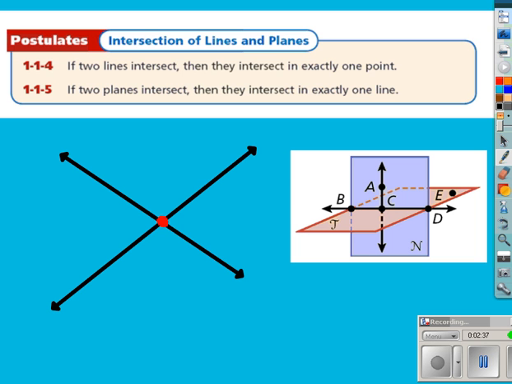All right, 2 more postulates we're looking at for this final bit of the section. Postulate 1-1-4, if 2 lines intersect, then they intersect in exactly 1 point. As you can see from that picture here, I've got 2 lines and they intersect at that red point. You could not have these 2 lines intersect at more than 1 point. They can only intersect at 1 point.